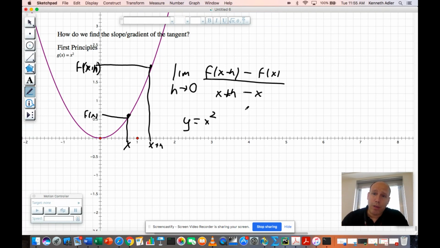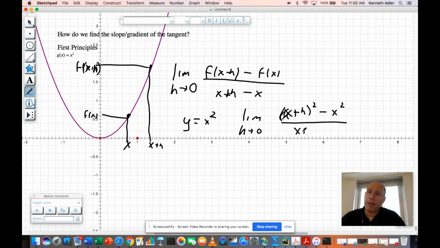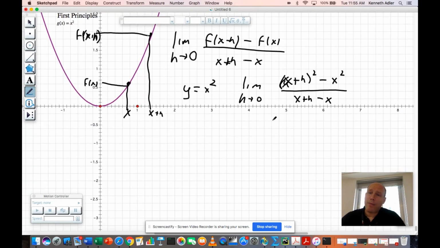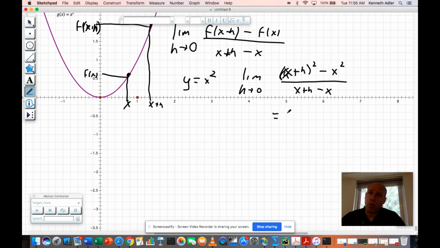So the idea is we want the limit as h approaches 0 of (x plus h) squared minus x squared over (x plus h) minus x. So we have, I'm sorry, this is a little sloppy. There we go. So we have x squared plus 2xh plus h squared minus x squared over h. Sorry about that.